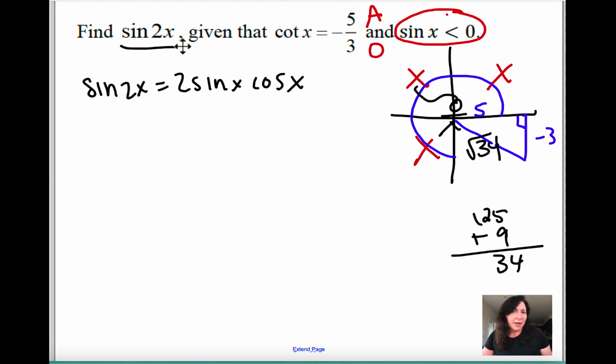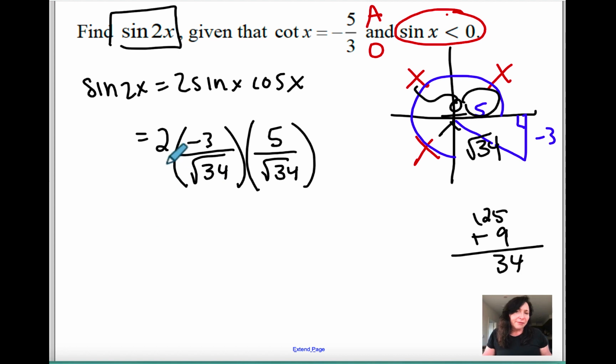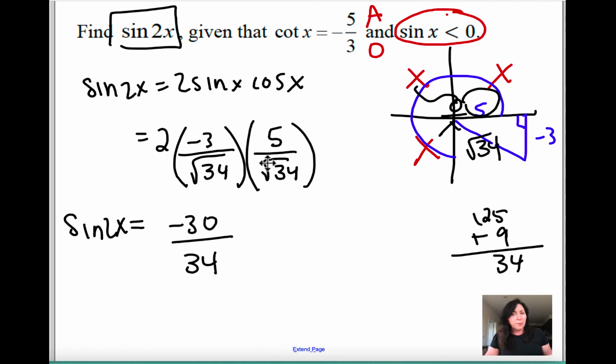So now that you're here, this is where you're at, that's you with hair, okay? Sine of 2x, find sine of 2x. We're going to go 2 times sine of x, opposite over hypotenuse. So we've got negative 3 over the square root of 34 times cosine, which is adjacent over hypotenuse. So that's 5 over the square root of 34. And so what we have here is you've got to multiply straight across. And so this is going to be sine of 2x is equal to 2 times negative 3 times 5. So negative 6 times 5, that's negative 30 over 34. Now, because root 34 times root 34 is 34.